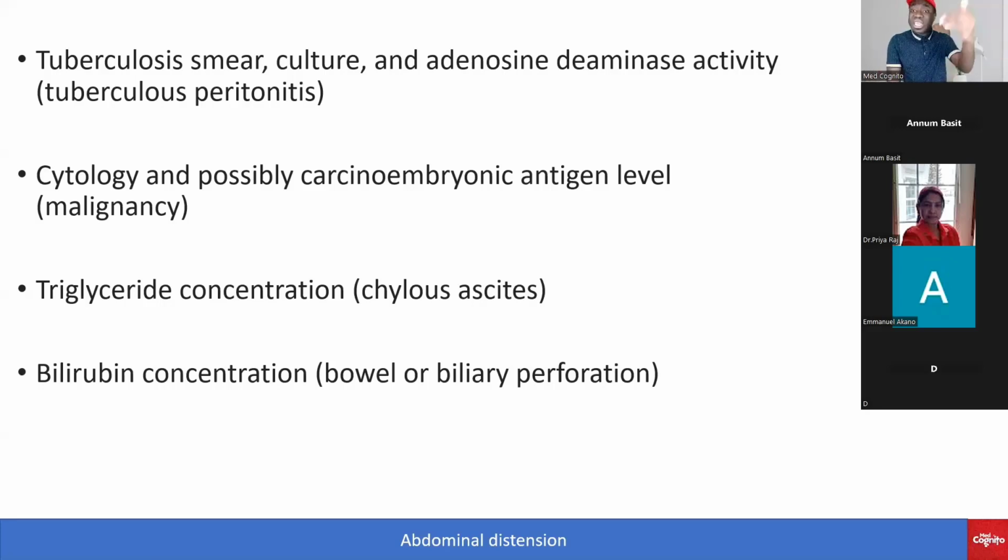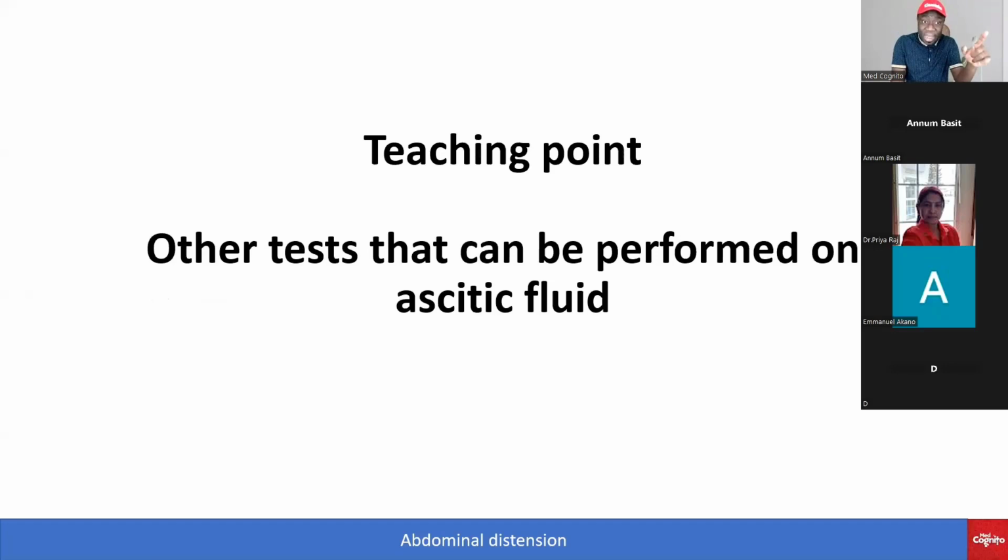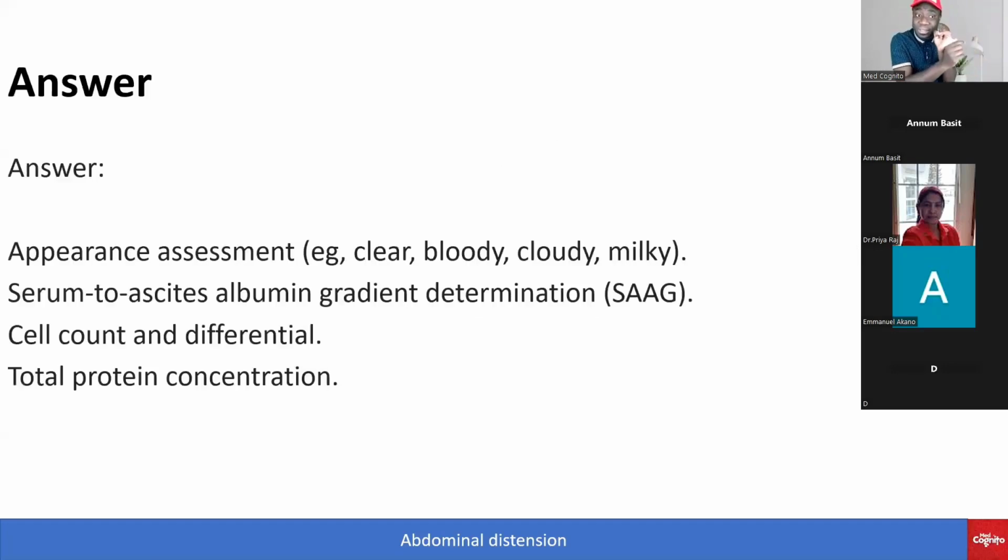But please, before you get into these deep ones, remember, you're going to do appearance. You're going to do SAAG, that is serum to ascites albumin gradient determination. You're going to do cell count and differentials. You're going to do total protein concentration. So if I were you, I'll just take a screenshot of this one. What will I do with ascitic fluid? At least I should know at least 4 things I can do.